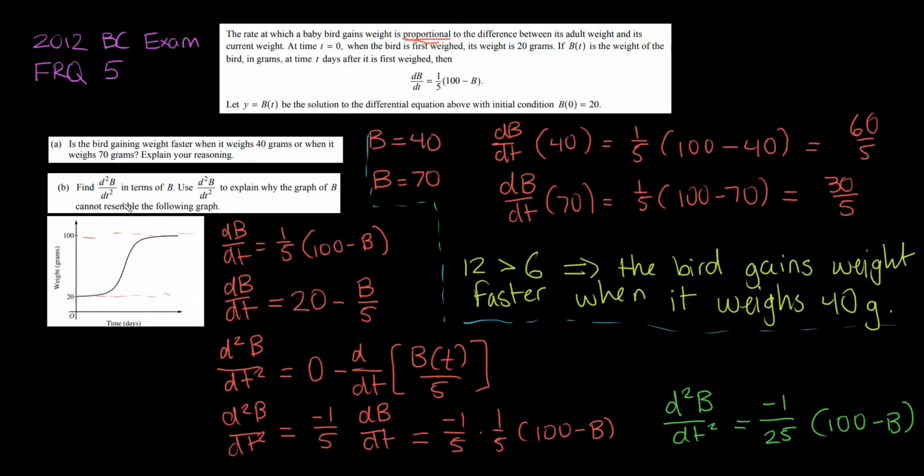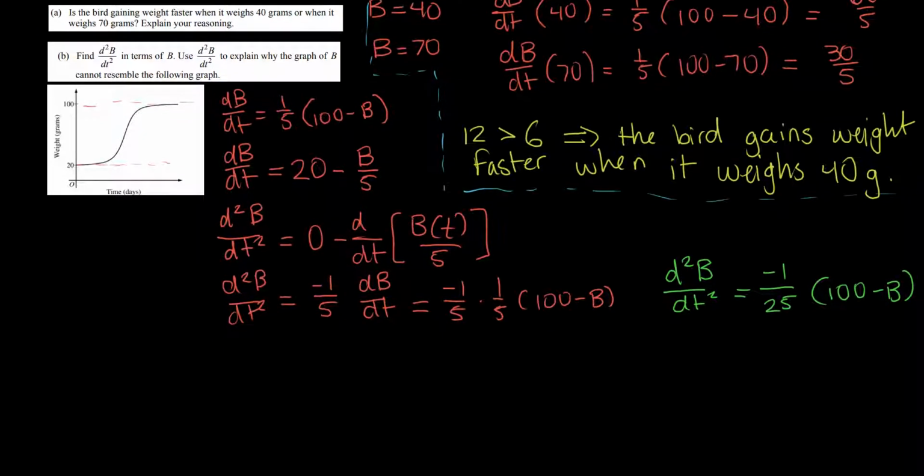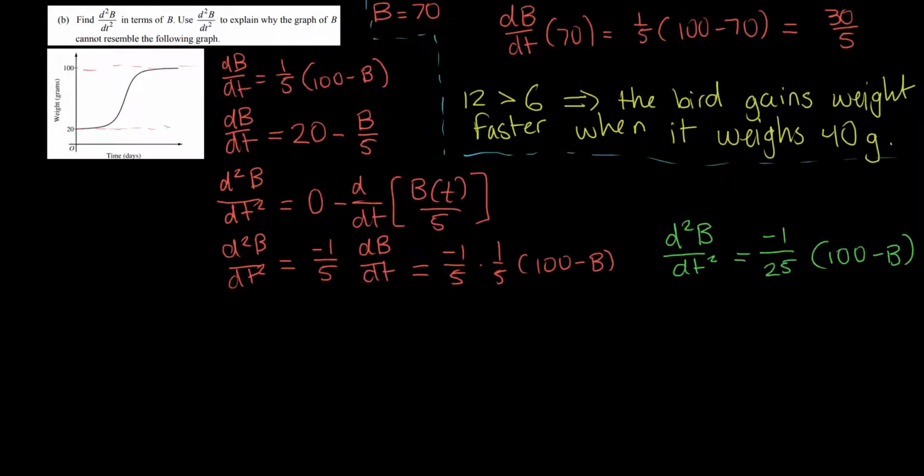Find the second derivative of b with respect to t in terms of b. Now for the second part of this question, we have to explain why this proves that the graph of b cannot be this logistic function. So let's try our best to do that now. And what we have to notice here is concavity.